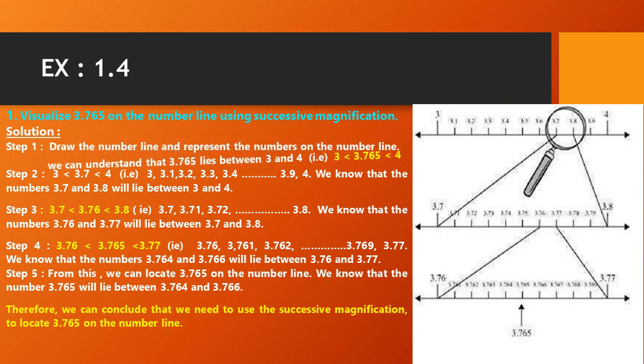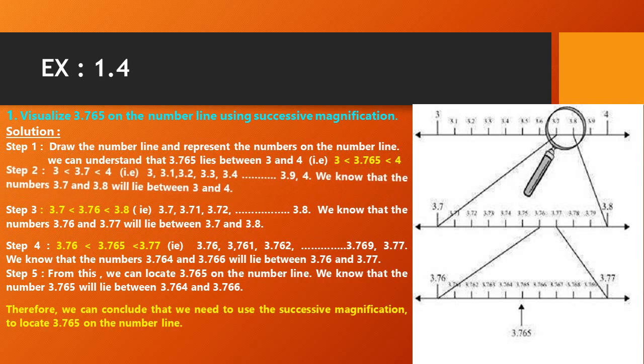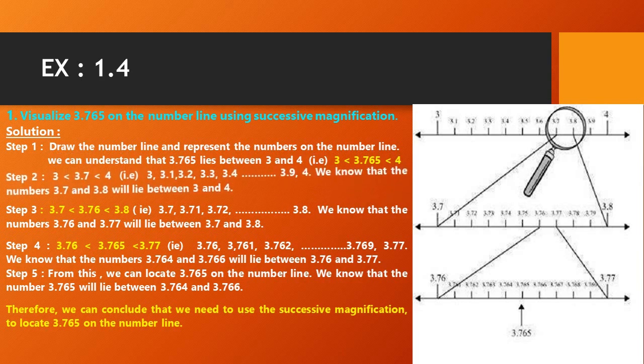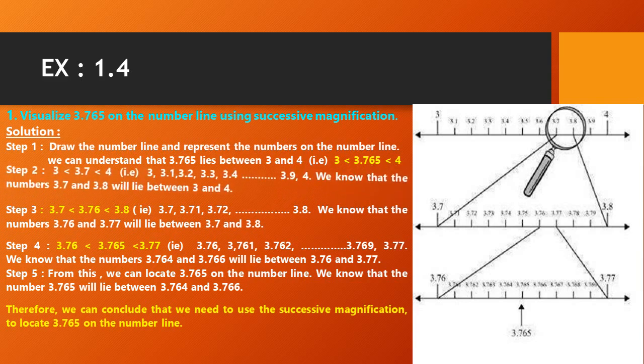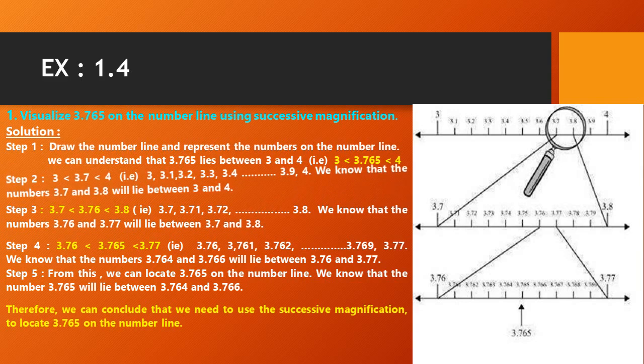As a part of step 1, we can understand that 3.7 lies between 3 and 4. Let's divide the portion between 3 and 4 into 10 equal parts, that is 3, 3.1, 3.2, etc., up to 4. Hence, we know that the numbers 3.7 and 3.8 will lie between 3 and 4. This illustrates the first number line on your figure.